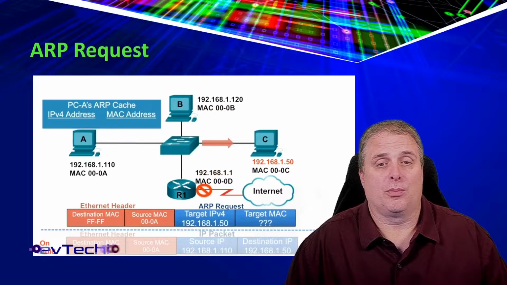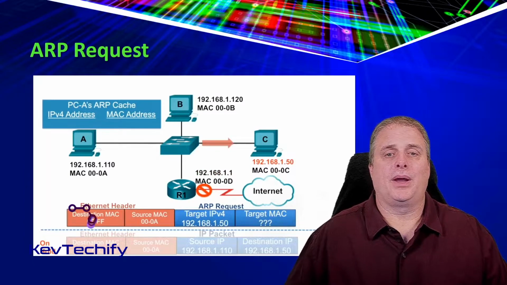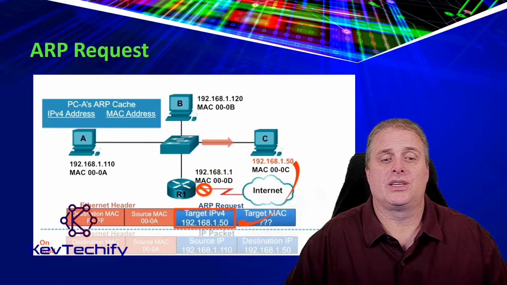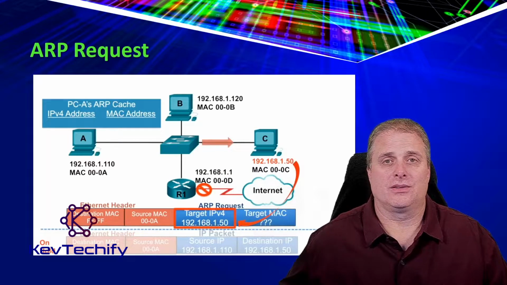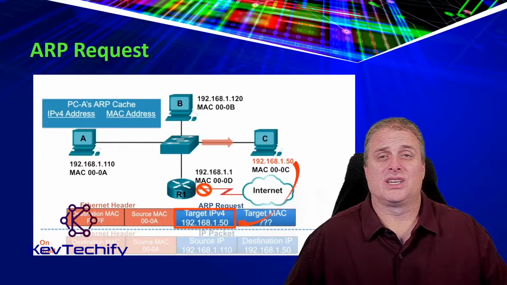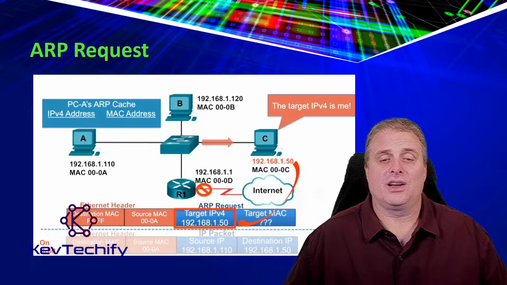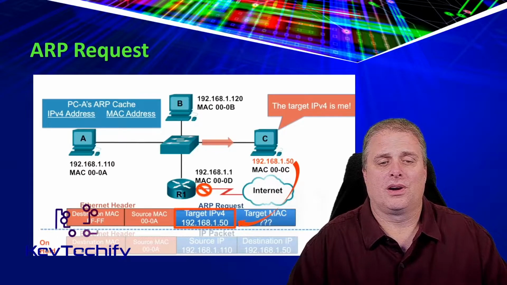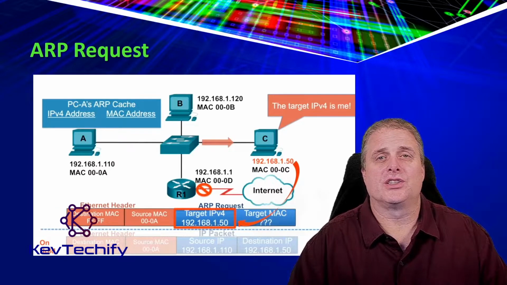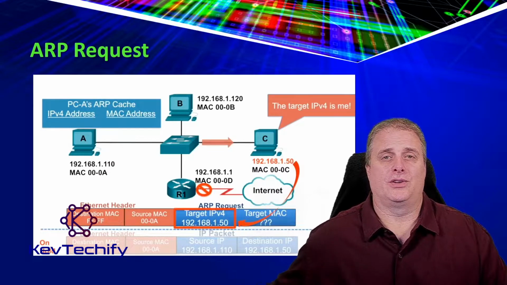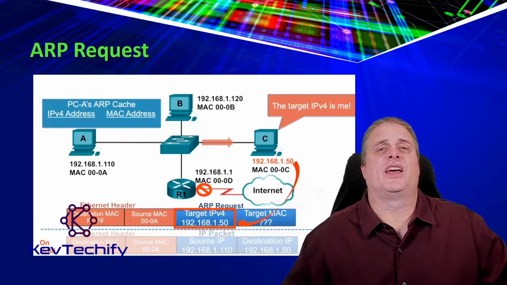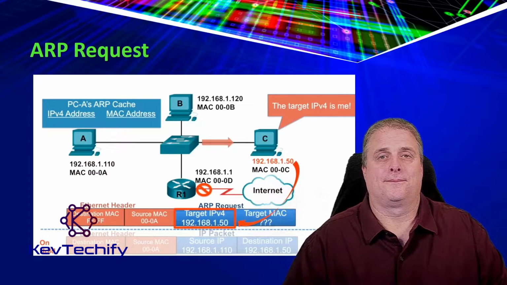PCC receives the ARP request. It compares its IP version 4 address to the target IP version 4 address, and it notices it is the intended target of the ARP request. The IP version 4 target address does match its own IP version 4 address. Because it matches, PCC will then have to send an ARP reply.